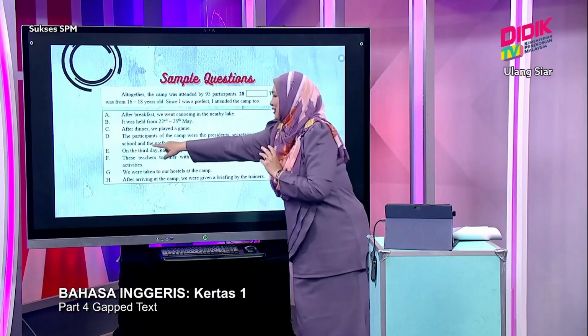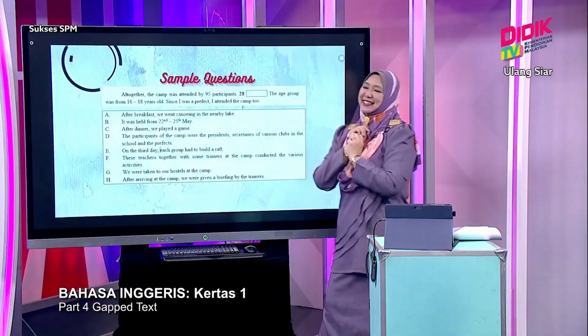Perfect. I think that's also very important to what you shared earlier, of how we should reread the sentence to see that our answer really fits into the entire paragraph.